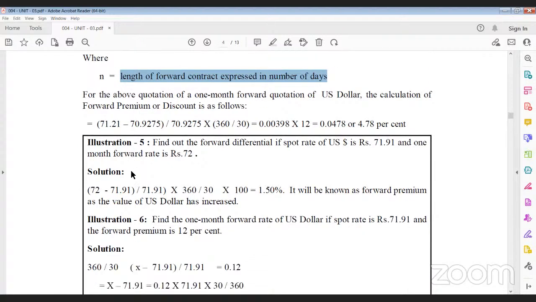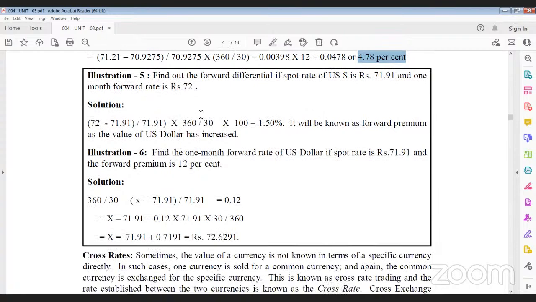Then we have, for the above quotations, suppose for a 1 month forward quotation of the US dollar, the calculation of forward premium or discount is as follows. Suppose in the same previous example, if you continue, substitute these values: 360 divided by 30. Here the length of the forward contract in terms of number of days is 30. Hence it is divided by 30 here, and we get 0.0478, or expressed in terms of percentages, 4.78%.